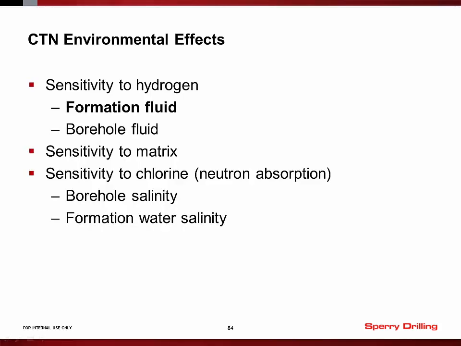We also have to take account of the amount of chlorine that we have present. Chlorine is a very good absorber of neutrons, and it's present in quite large quantities in a downhole environment. We have it in salt, sodium chloride, which is in the borehole, and also in naturally occurring salts, which are in the formation water. In both places, the chlorine is going to tend to reduce the number of neutrons present, and that would affect our measurement.